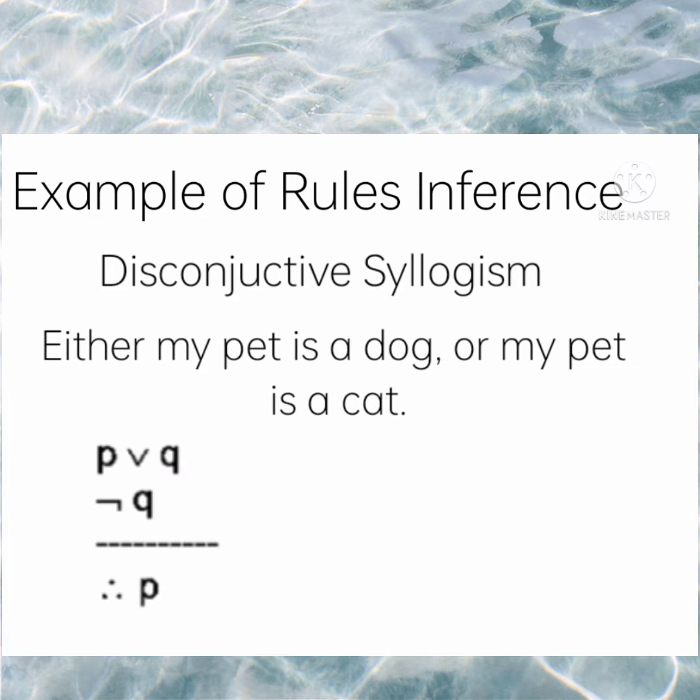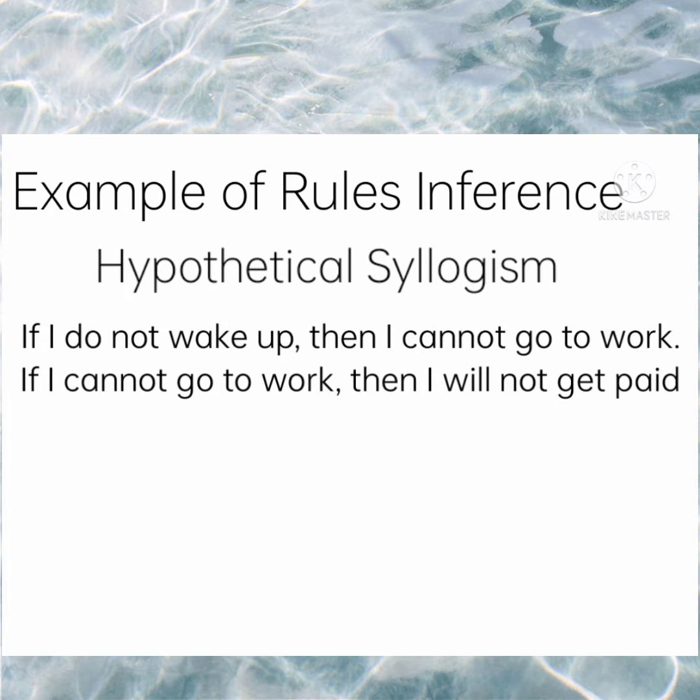Example of the rule of inference, disjunctive syllogism: Either my pet is a dog or my pet is a cat. Example of the rule of inference, hypothetical syllogism: If I don't wake up, I cannot go to work. If I cannot go to work, then I will not get paid.